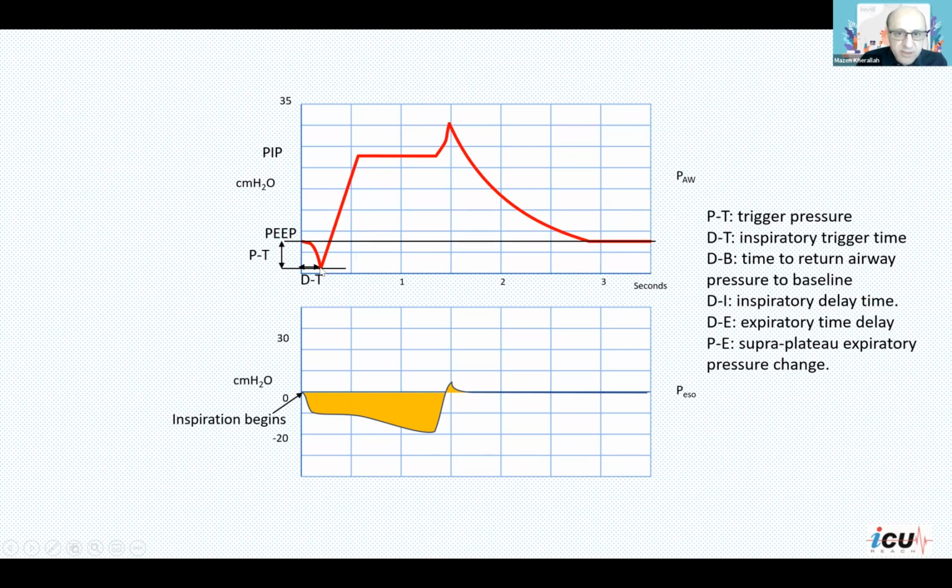Now, once the ventilator is triggered, of course, that pressure goes up slowly, depending on the rise time, and it will take time before that pressure reaches the peak level again. This is what we call time to return airway pressure to baseline. And the delay from the initiation of the patient's inspiration till the time we reach the peak level again, we call it the inspiratory delay time. So this is what happens.